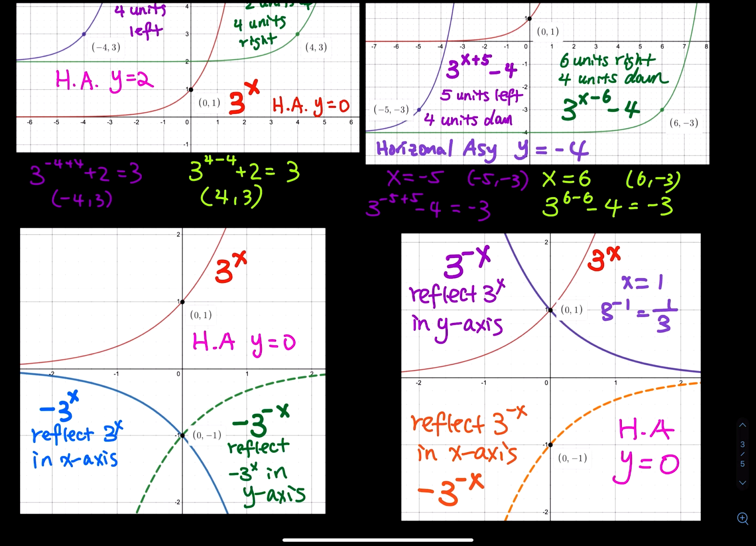And then you put a negative in front of the entire 3 to the -x, then that creates a reflection in the x-axis, because this is always positive, right? So this one is always positive. It doesn't matter what x value you choose. But once you put a negative in front of what is positive, then you make that become always negative.